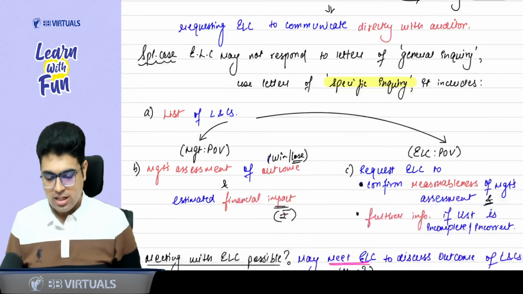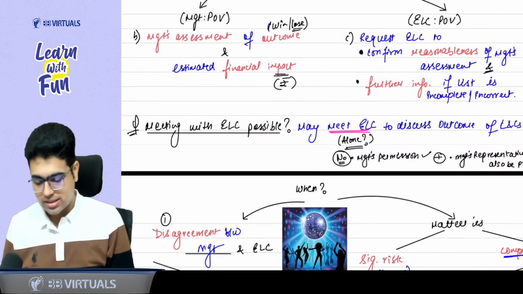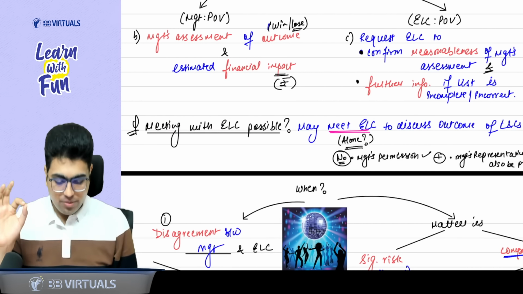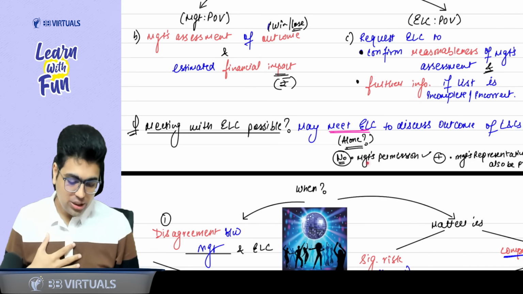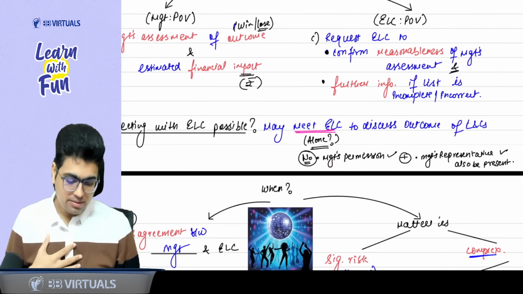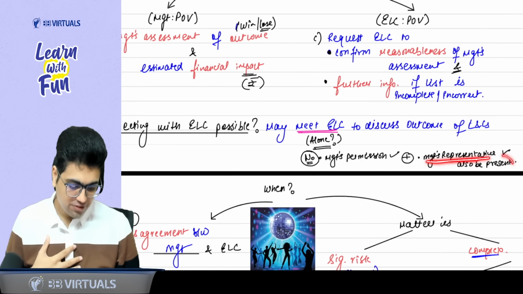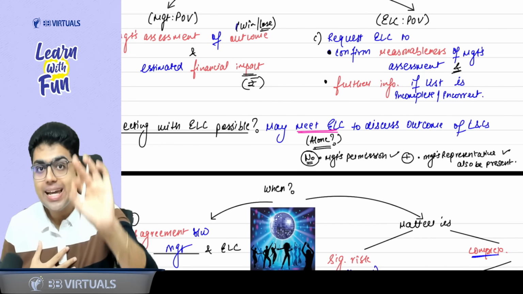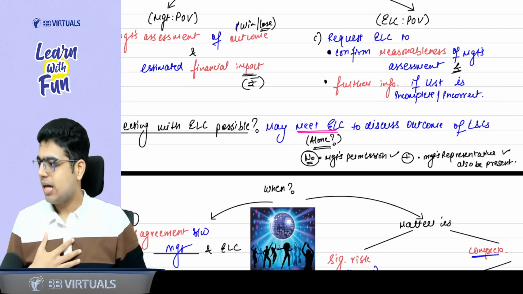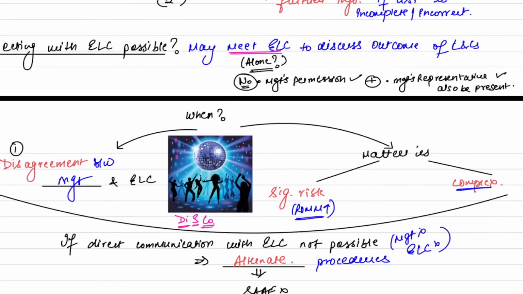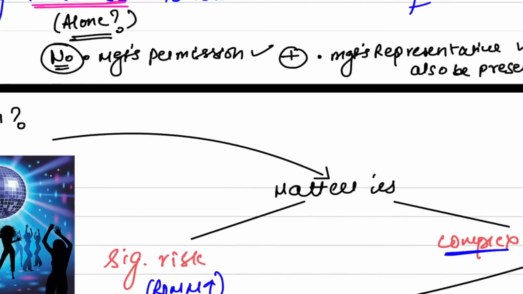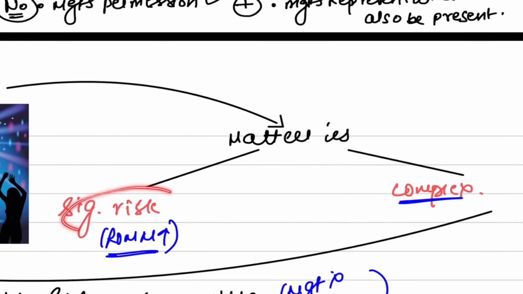Easy, easy, sir. Sometimes you may also ask that I want to meet the external legal counsel. Sir, can we meet him alone? No. You need to take management's permission, plus one of the management's representatives will also be present. Now, sir, there are three cases where you can meet external legal counsel. What are those three cases? First case, there is a disagreement between management and external legal counsel. Second case, this is a matter of significant risk.